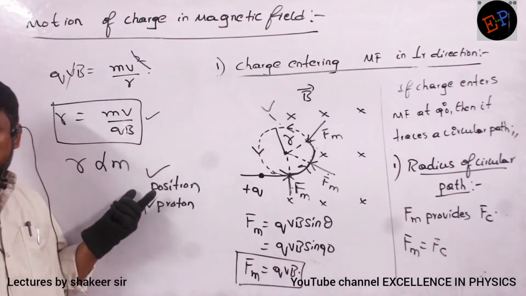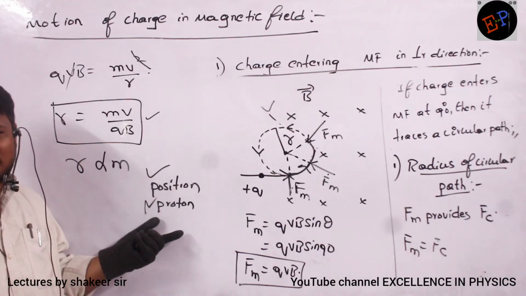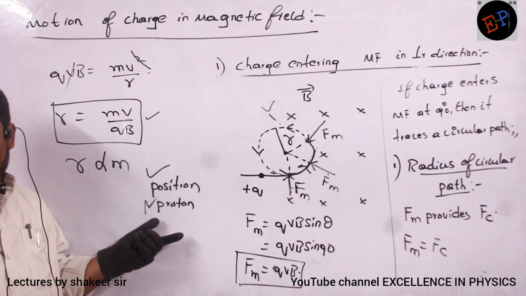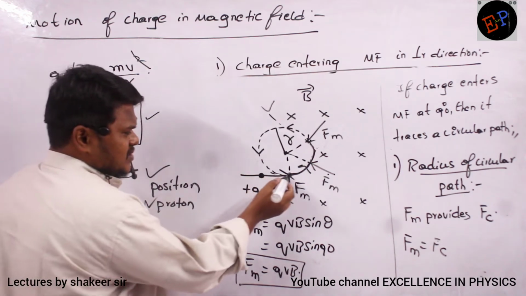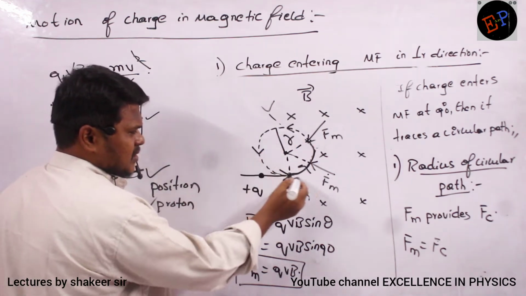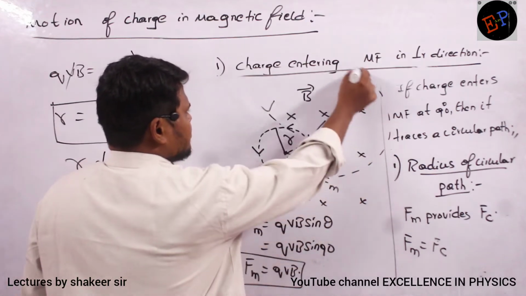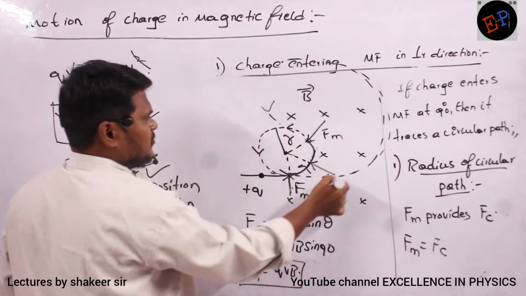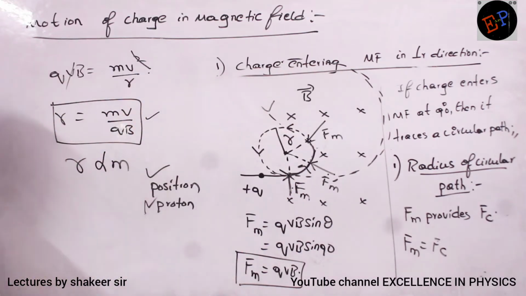Mass of electron is very small. Mass of proton is how many times bigger? 1837 times bigger. So radius is directly proportional to mass. If this is the path traced by an electron or positron, then this will be the path traced by the proton, a very big circle. Why? Because radius is directly proportional to mass. Are you able to understand?